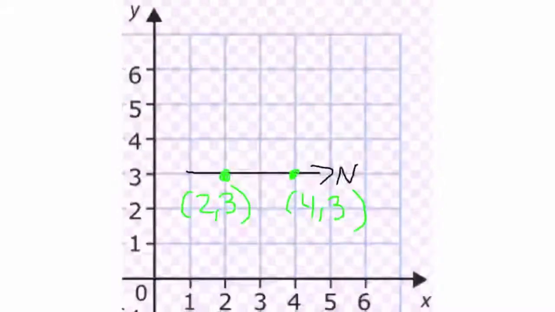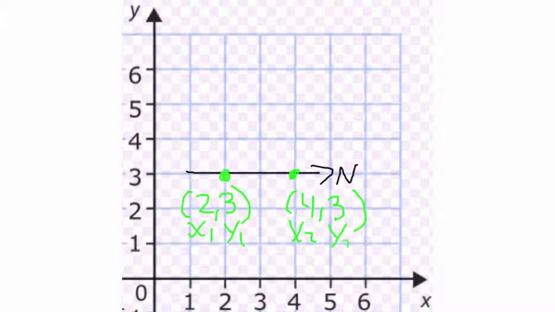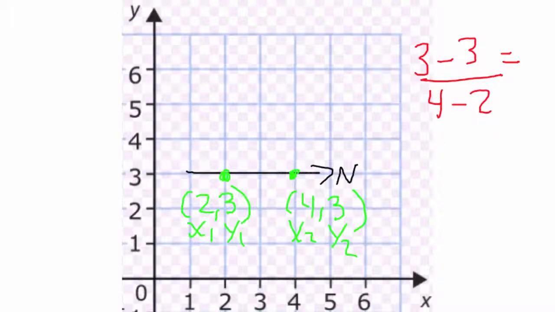Okay, so now we have the line N, which looks a little different than our other lines before, which all had either an incline or a decline or just some kind of slant. So in this case, N is just a horizontal line. Like we did before, we're going to take the points and plug them in our equation. So here's our x1, y1, x2, y2. With that, we have 3 minus 3 divided by 4 minus 2, which gives us 0 over 2, which is 0.